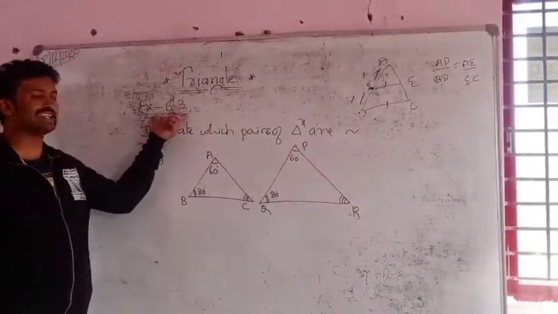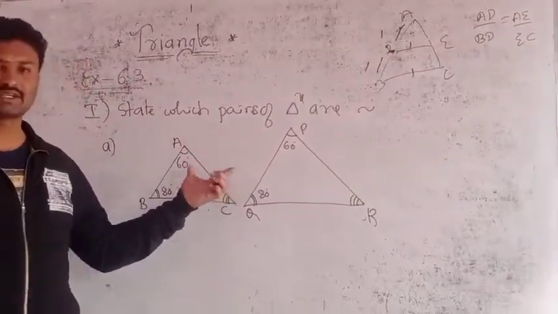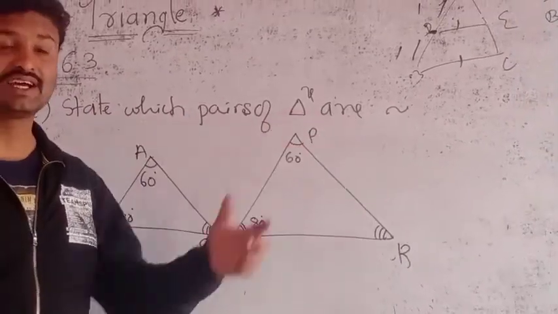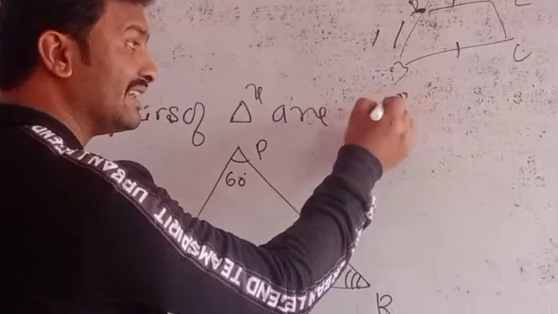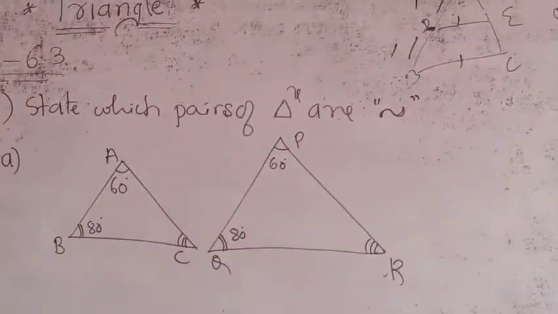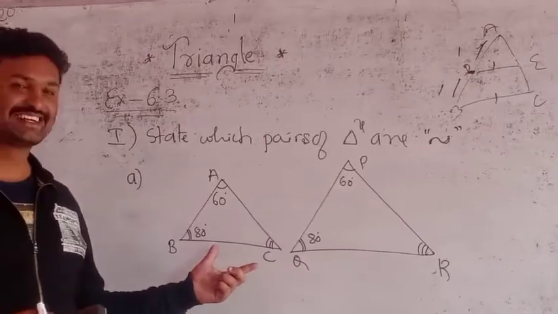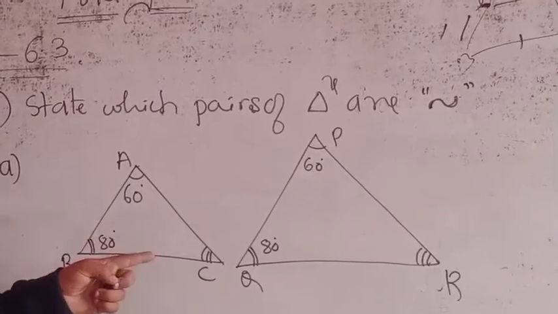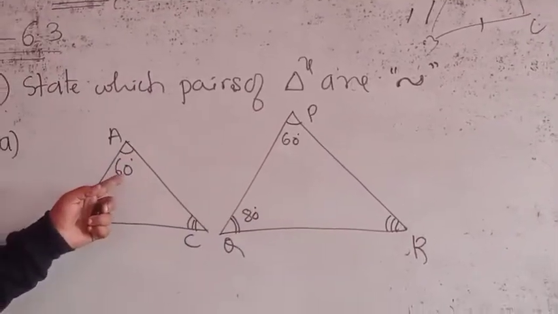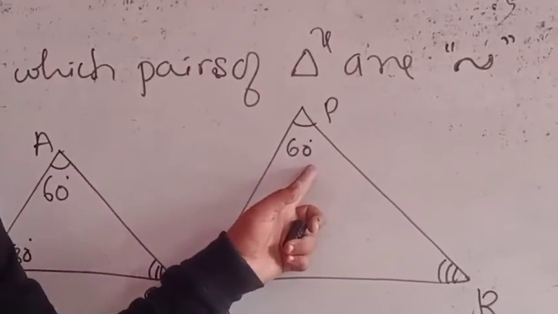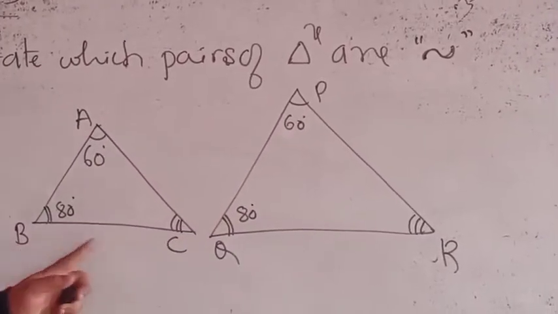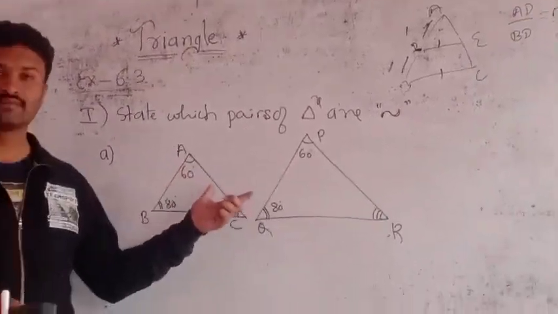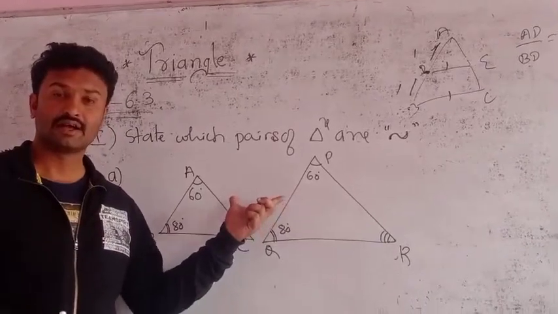Now, 6.3. In 6.3, there are some given pairs of triangles in which we need to state which pairs of triangles are similar. You take the use of criteria. Here they are given: in triangles ABC and PQR, angle A equals 60, angle P equals 60, and angle B equals 80, angle Q equals 80. Now you have to show whether these two are similar or not.